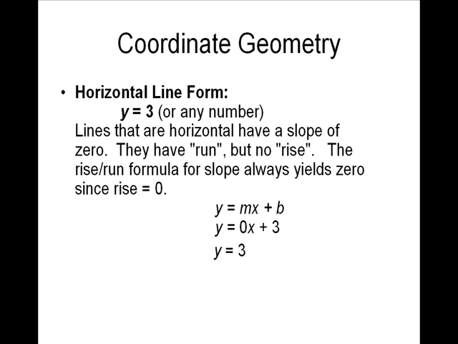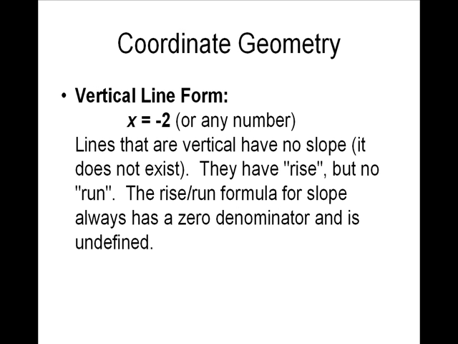Now what's a horizontal line? Here I'm using an example, y equals 3. Lines that are horizontal basically have 0 slope. That means they have no rise, and you should just know that the slope is 0 for a horizontal line. And there's a simple example. Vertical line form. Vertical lines actually have no slope. It doesn't exist. So for this test, just remember, vertical lines have no slope and a horizontal line has 0 slope.